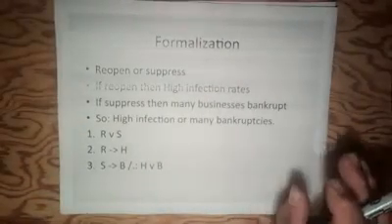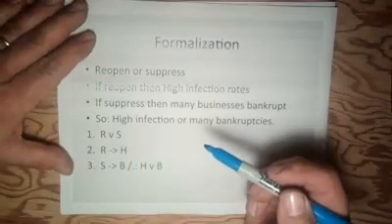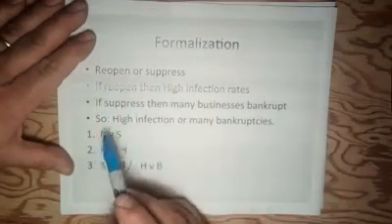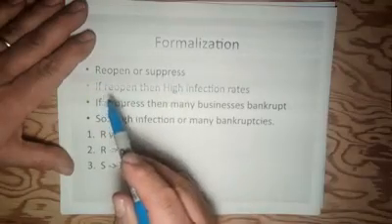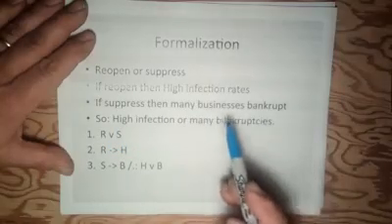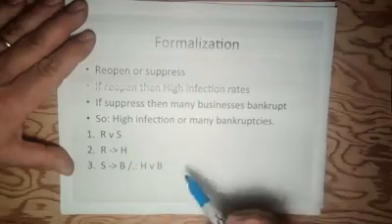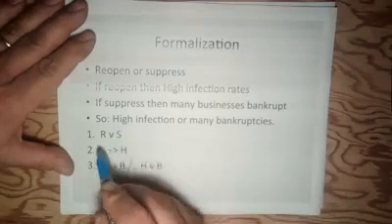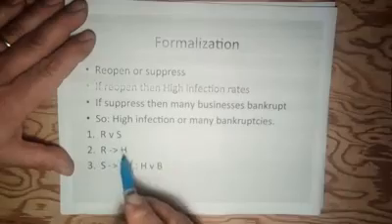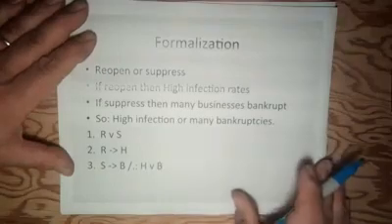The first problem in the dilemma response strategy was this dilemma. We captured it as reopen or suppress. If we reopen, then they'll have a high infection rate. If we suppress, then many businesses will be bankrupt. So therefore, we have to choose between a high infection rate or many bankruptcies. And we formalize that. We get premise 1, a disjunctive premise, R or S. R then H, S then B, therefore H or B.